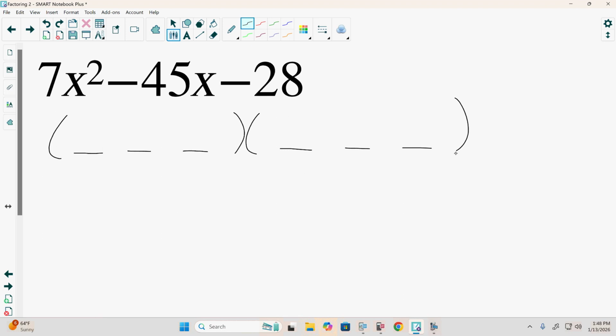So we can't factor anything out, but we will have 2 sets of parentheses with 3 spaces. Third term sign is what? Negative, so the signs are opposite. So one's going to be positive, one is going to be negative. Now the factors of 7x squared. Well, we know x squared has to be x and x. What are the factors of 7? 1 and 7. Are there any others? No. So we can either put the 7 in front of the first x or second x. Doesn't really matter. We just need to put it in front of one of them.